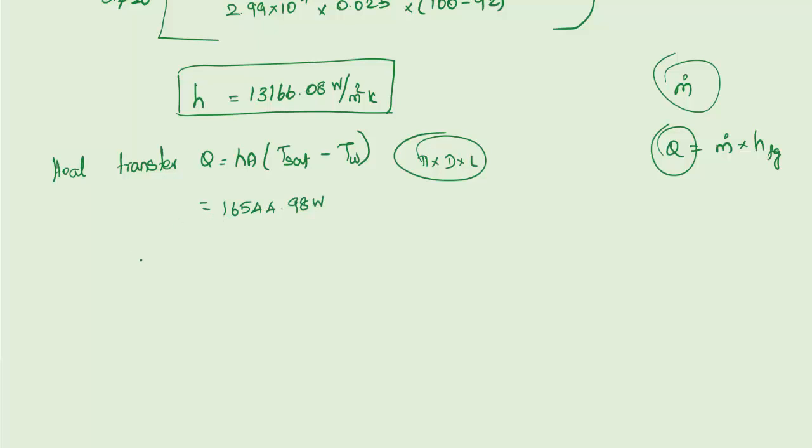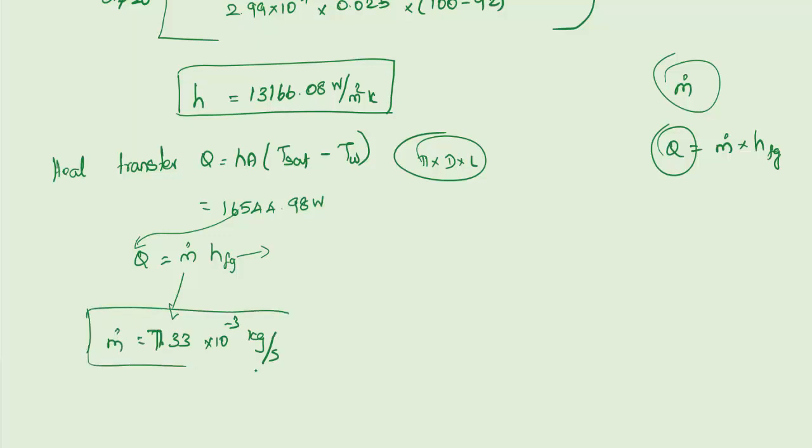So this value has to be substituted in this formula to find out the value of m dot. HFG is known as 2256.9. So m dot will become 7.33 into 10 to the power minus 3 kilogram per second. So this is the final answer. M dot equal to 7.33 into 10 to the power minus 3 kilogram per second.